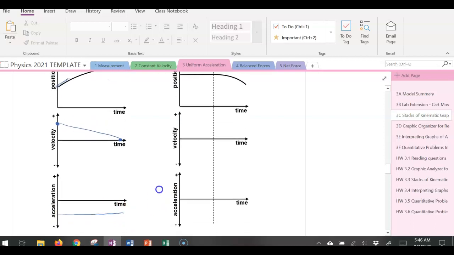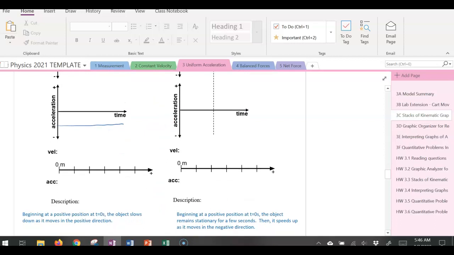Let's show what this looks like in a motion map. So it does not start at 0, so I choose a positive position for the first position dot, and at first it's going fairly fast, but then it gets slower, and then it gets slower. So the velocity vector should go to the right since it's moving in a positive direction, but they're getting smaller and smaller because it is slowing down.